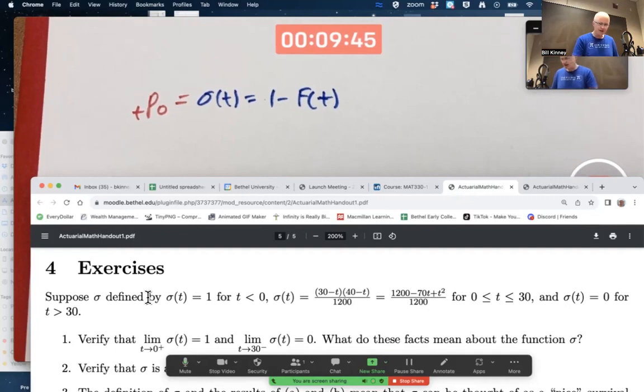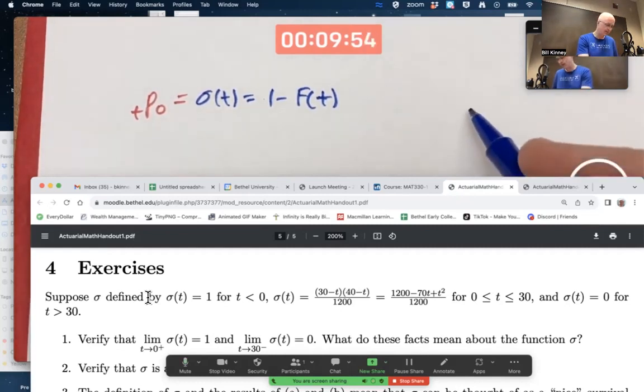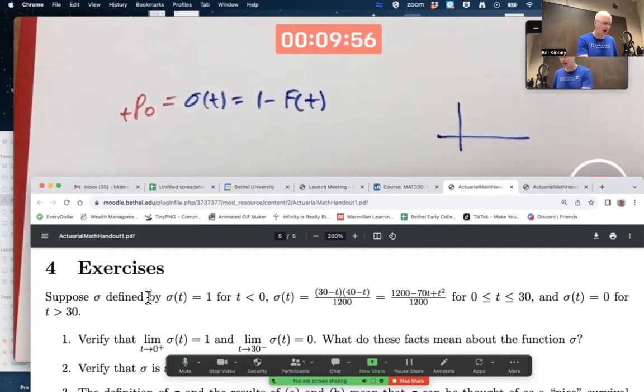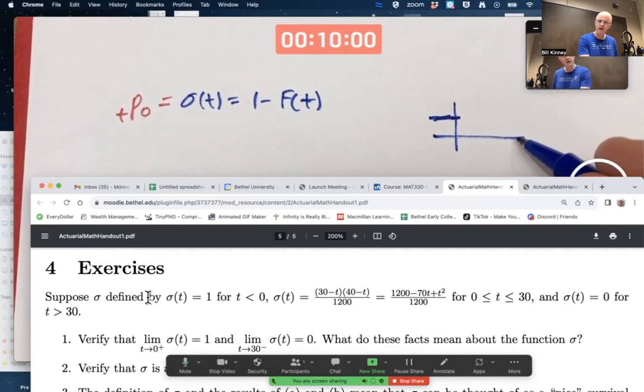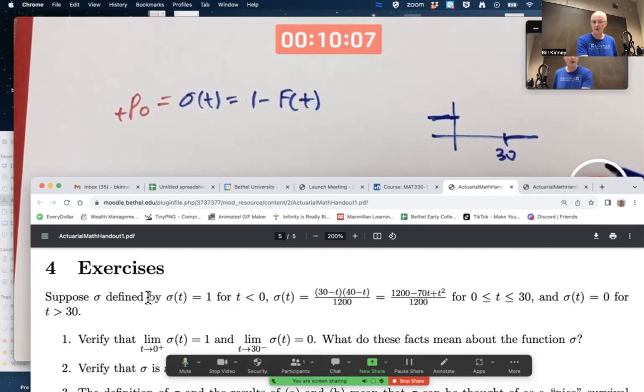And it's given, like you see here, to be a quadratic when t is between 0 and 30, 1 when t is less than 0, and 0 when t is bigger than 30. So in a graph, it would look like this. It would be 1 when t is less than 0. It would be 0 when t is bigger than 30. And it is constructed here to be a quadratic.